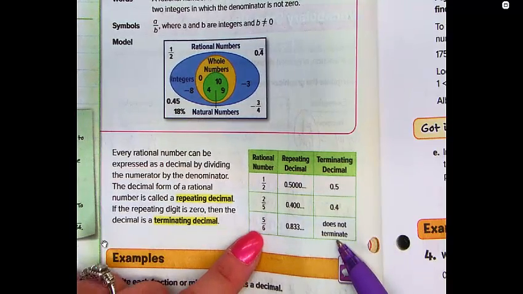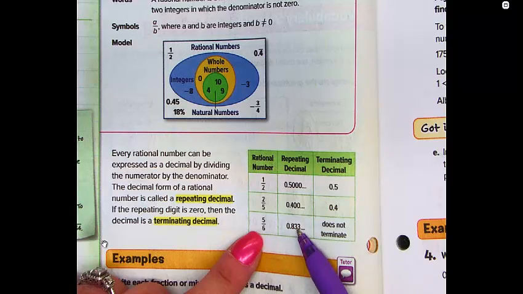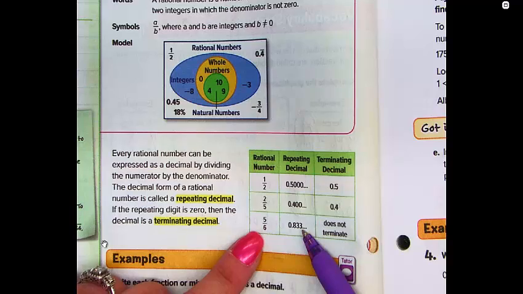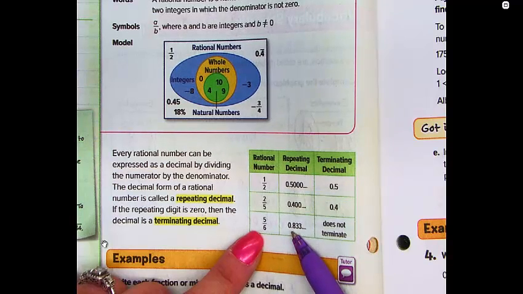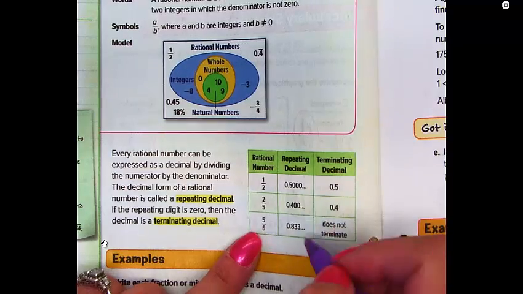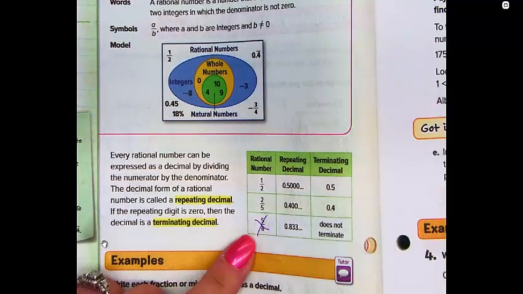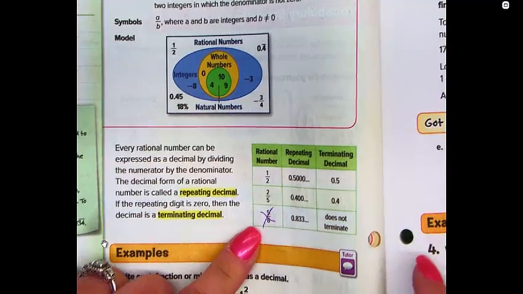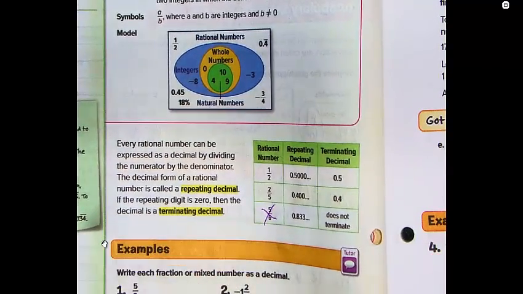But if we look at this one, you could argue, "But Mrs. Neely, the 3 repeats." It would have to be the entire decimal that repeats. So the 8 would also have to repeat to be rational. Therefore, this one is not a rational number because it does not repeat the entire thing. It just repeats the 3s.